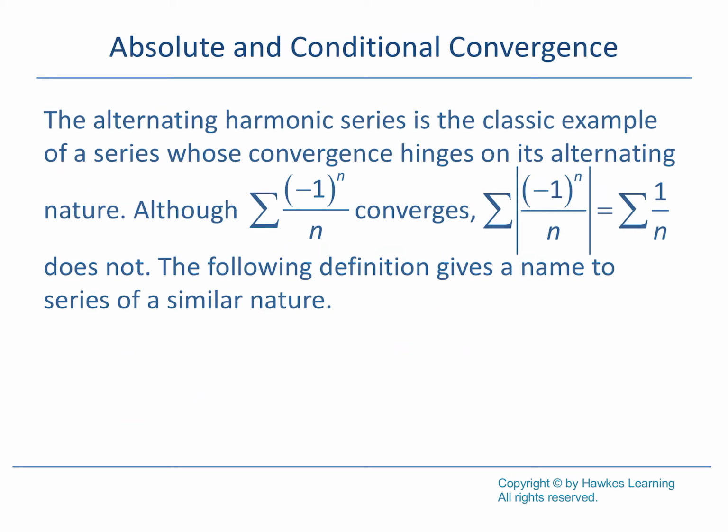And here we get to talk about absolute and conditional convergence. We've mentioned the alternating harmonic series already. But notice that if you take the absolute value of all those terms, it becomes the harmonic series, which does not converge. And so the alternating harmonic series is what we call a conditionally convergent series, because its absolute value version does not converge, but the alternating version does converge.